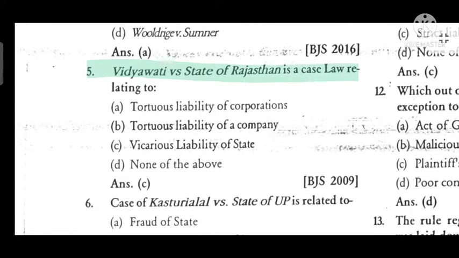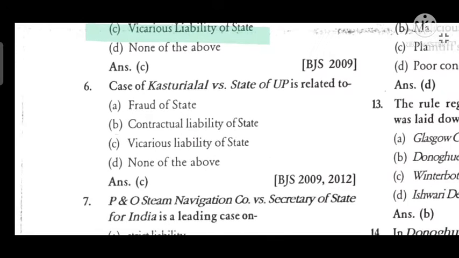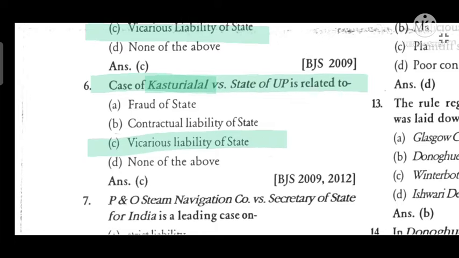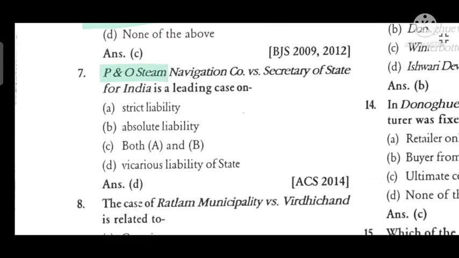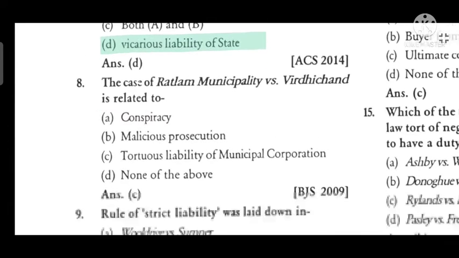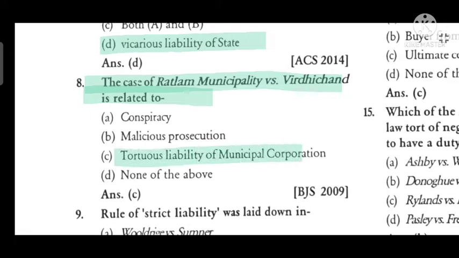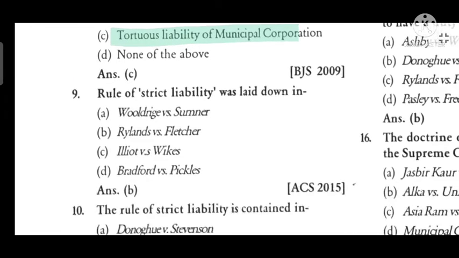Vidyawati versus State of Rajasthan is a case relating to vicarious liability of the state. The case of Kasturilal versus State of Punjab is related to vicarious liability of a state. P&O Steam Navigation Company versus Secretary of State for India is a leading case on vicarious liability of the state. The case of Ratlam Municipality versus Vardichand is related to tortious liability of a municipal corporation.